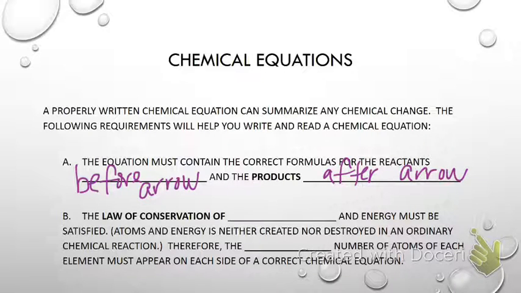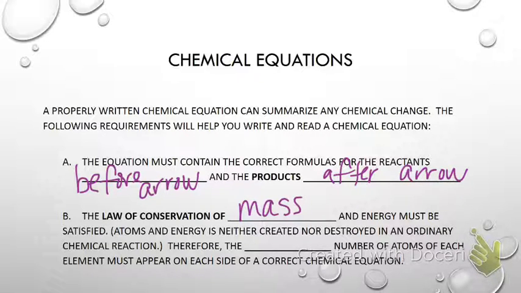Okay, the law of conservation of mass and energy has to be satisfied when we're doing chemical equations. In other words, remember the law of conservation of mass says that matter cannot be created or destroyed. So what that means for us is however many atoms we start with, we have to have the same number of atoms on the product side. Not arranged in the same way, but still the same total of numbers.